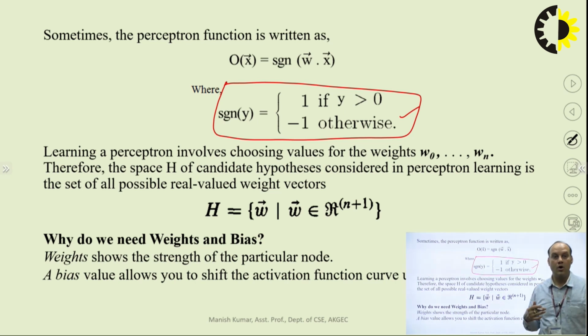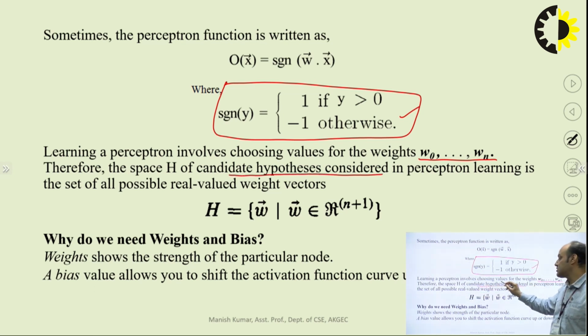Now we have to come to know how we are going to calculate these values. Learning a perceptron involves choosing a value for the weights. Now how are these weights going to be calculated? We just keep a small value for the weights, W0 to Wn.